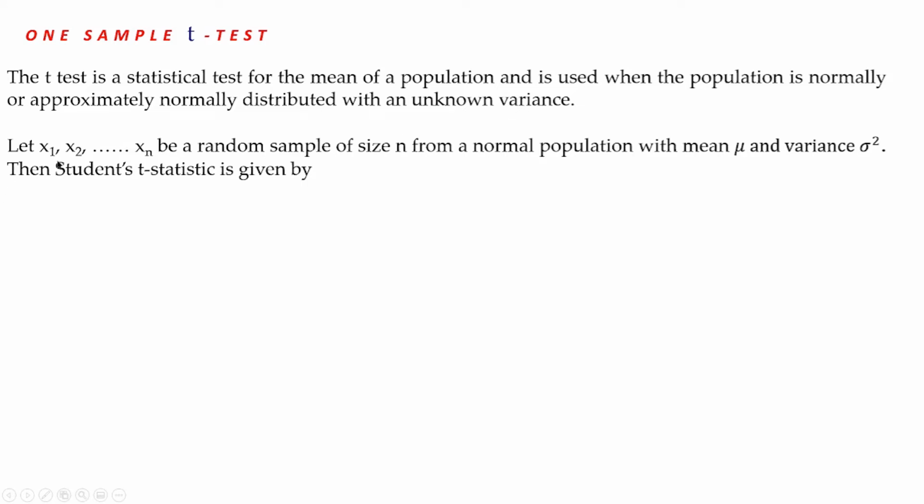So let x1, x2 up to xn be a random sample of size n from a normal population with mean mu and variance sigma square, then the student t statistic is given by t is equal to x bar minus mu upon capital S by root n. So here n is the sample size, x bar is the sample mean.